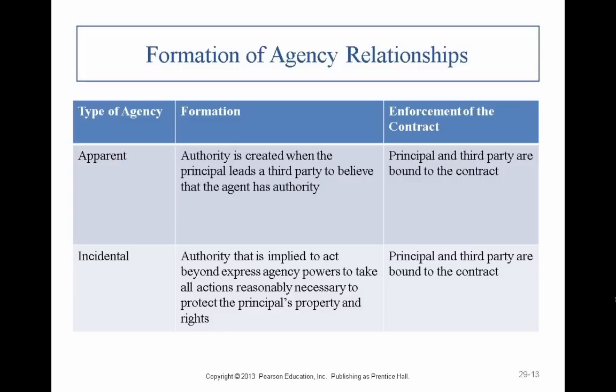It's incidental to what you were designed to do. It's implied that you were going to safeguard the property, and the fact that you had to pay this plumbing bill and hire a plumber means that that was incidental to your duty. It is a type of a proper agency relationship.